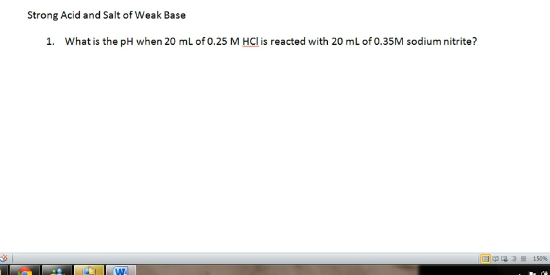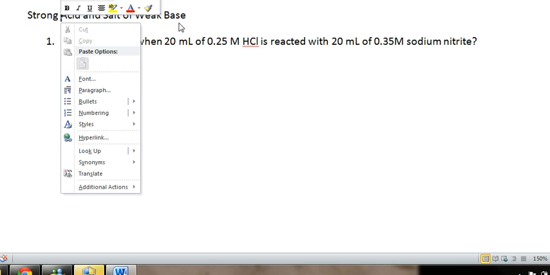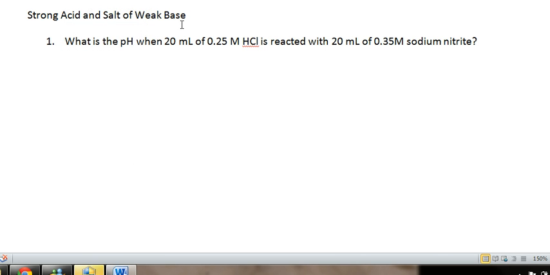Okay, this problem is a titration. We're adding strong acid to a salt of a weak base, so we have hydrolysis going on here. Let's start by writing out the equilibrium reaction.